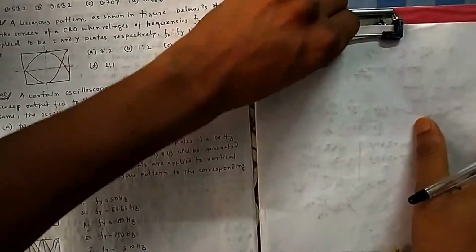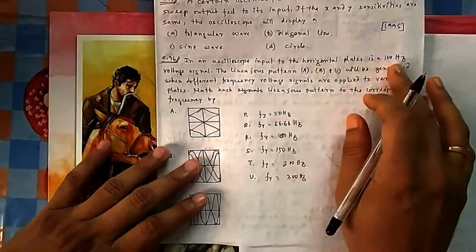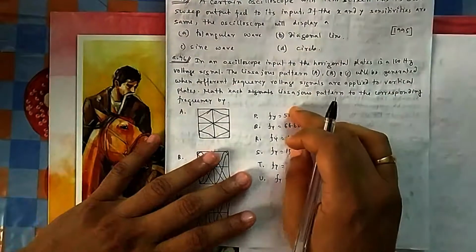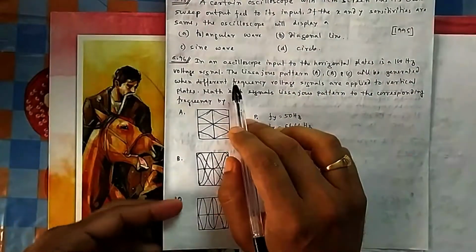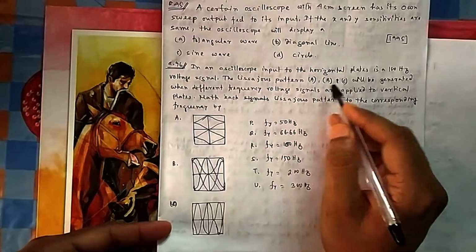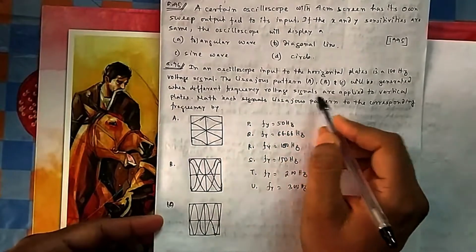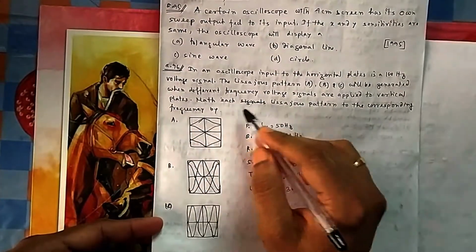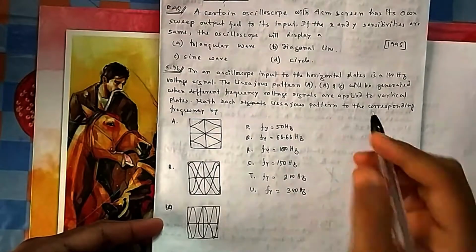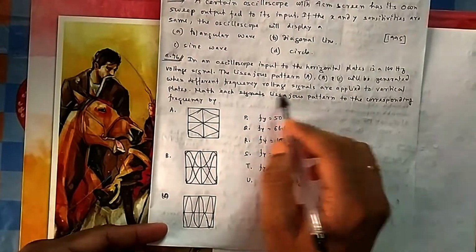Okay students, if you come to question number 96, what they are asking is that in an oscilloscope, the input to the horizontal plates is 100 Hz. They have given the horizontal input voltage signal. These are Lissajous patterns, which will be generated when different frequency voltage signals are applied to the vertical plates. Match each Lissajous pattern with the corresponding frequency given.